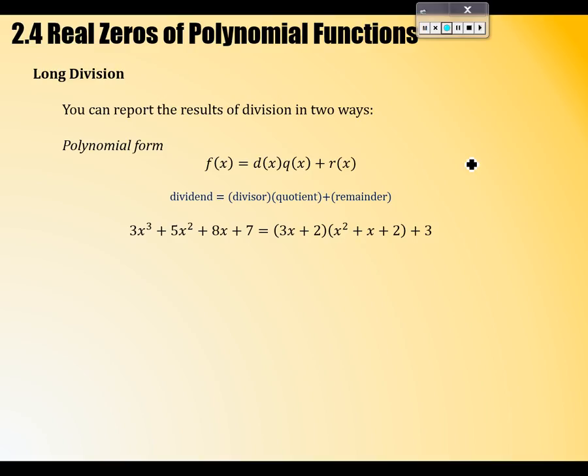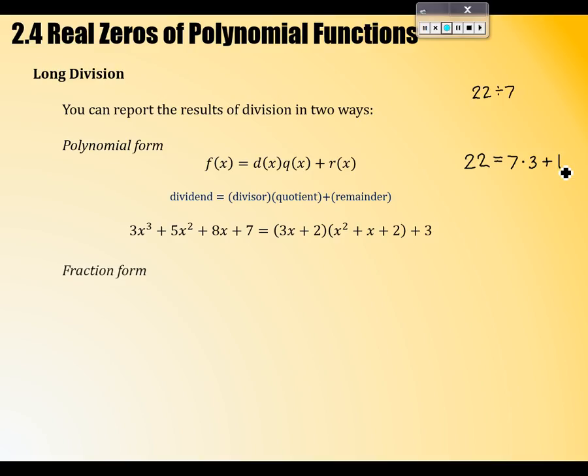If you were to do this with numbers, say 22 divided by 7, what is 22 divided by 7? Oh, 4.567. We can express the result of our division this way: 22 is equal to 7 times 3 plus 1. Do you agree? So that's one way to do it.